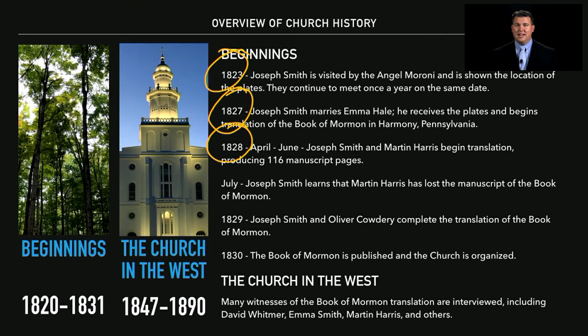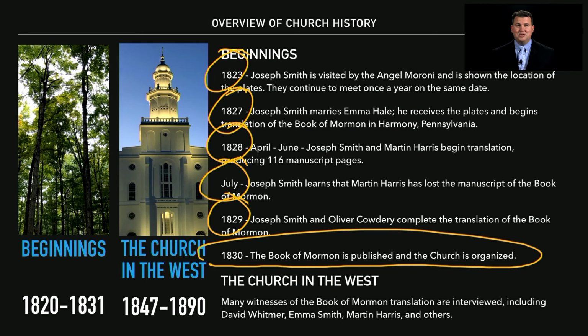He starts translating with Martin Harris. Joseph Smith then learns that Martin Harris has lost the manuscript of the Book of Mormon, the 116 pages, as Joseph Smith calls it, and there's a lull in translation where it only happens in fits and starts until the spring of 1829. Once Oliver Cowdery shows up in April 1829, we really start to move, and the entire Book of Mormon is translated in a remarkably short period of time. In 1830, the Book of Mormon is published and the church is organized.